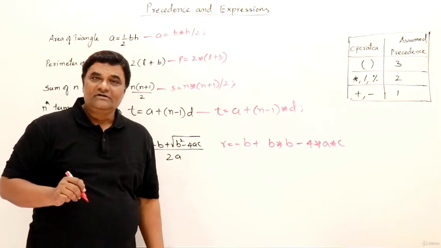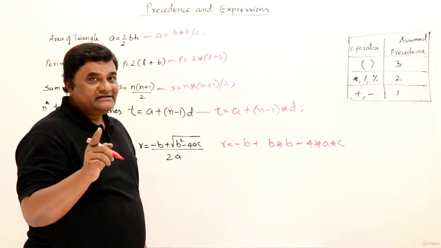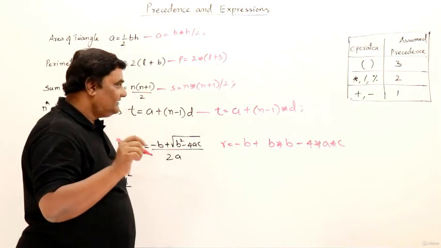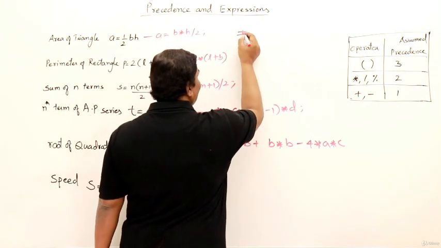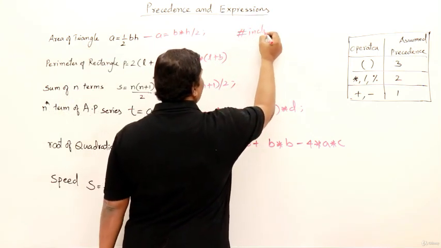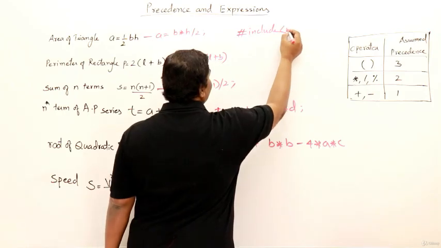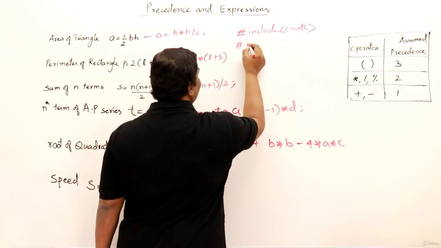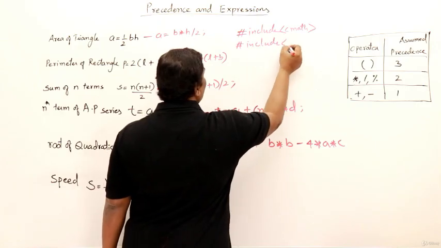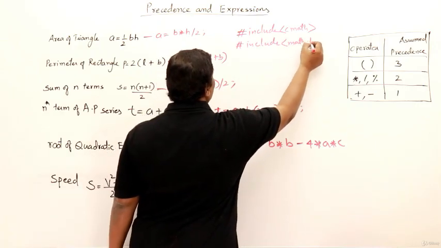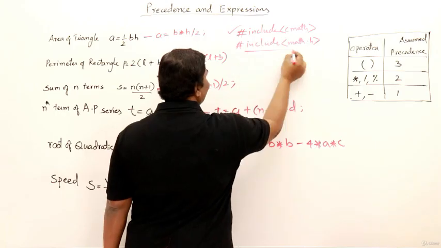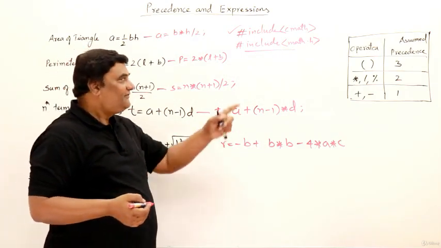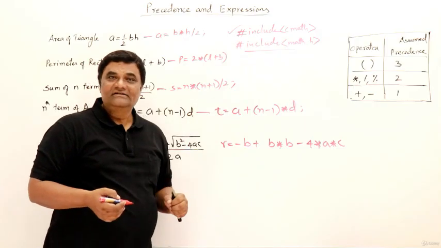How do you find square root? See, for square root, there is a header file available in C++ which is having the square root function, and that header file name is cmath. So you can say hash include cmath, or else you can also write hash include math.h. Whatever one you like, you can use it. This was there in C language, so you can use the C-like things in C++ also. If you want, you can write this, or cmath is a better option.